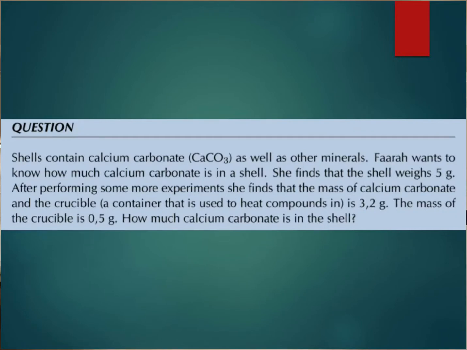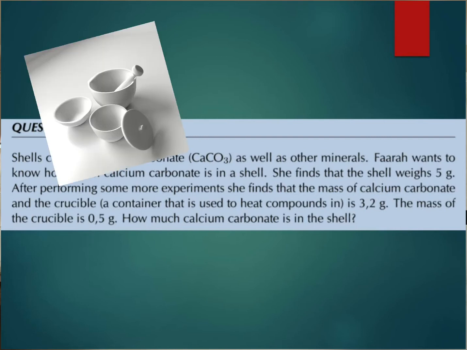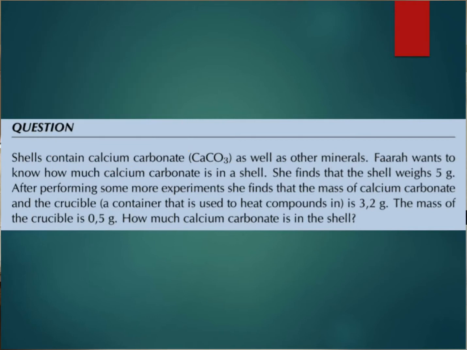It says shells contain calcium carbonate as well as other minerals. Farah wants to know how much calcium carbonate is in a shell. She finds that the shell weighs 5 grams, and after performing some more experiments, she finds that the mass of calcium carbonate and the crucible, a container that is used to heat compounds in, is 3,2 grams. The mass of the crucible is 0,5 grams. How much calcium carbonate is in the shell?